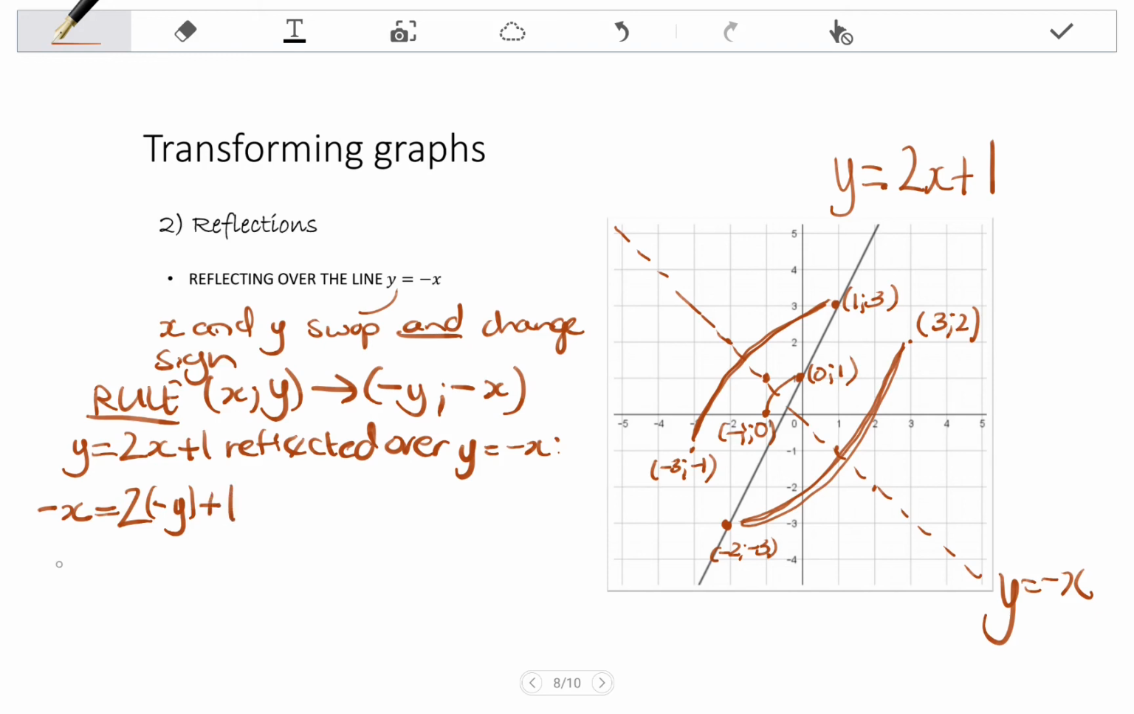Okay, now I need to write my final answer in standard form, which means I need to solve for y. So let's just simplify, get rid of the brackets. Okay, now solve for y. So I'm going to add 2y, add x, divide by 2, and I have y equals x over 2 plus a half. That is my final equation in standard form. This is also our final reflection.